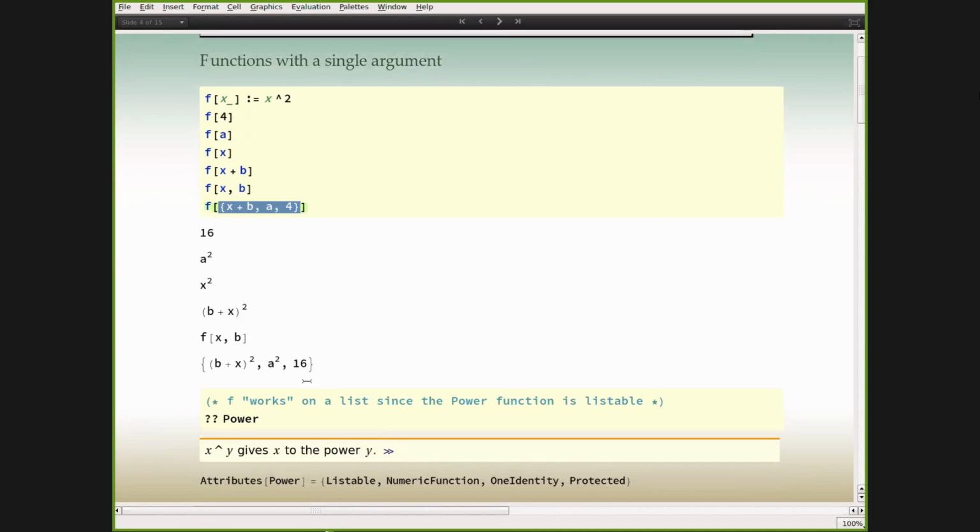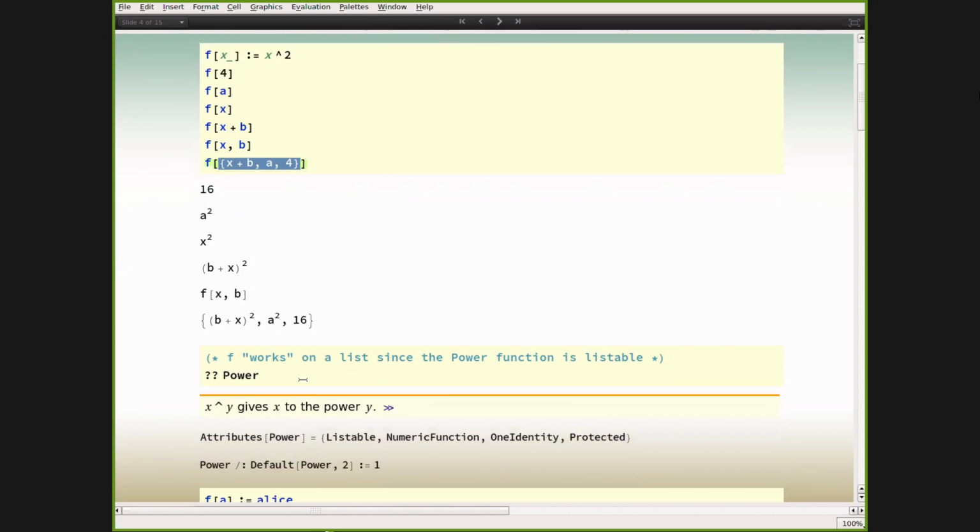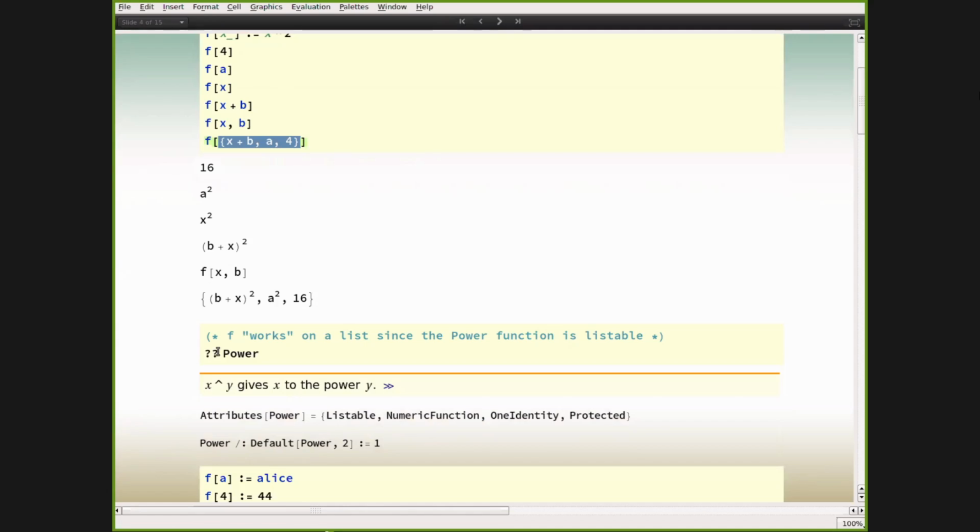So just remember that this function f works on a list because the power function is listable, not because our function is listable. By default, functions defined by the user are not listable.